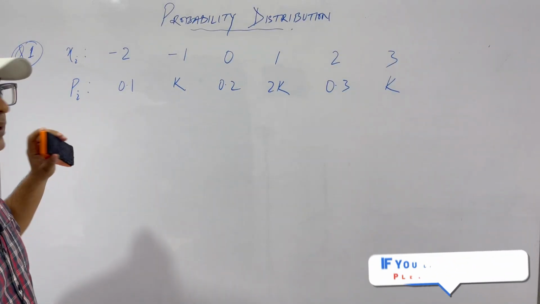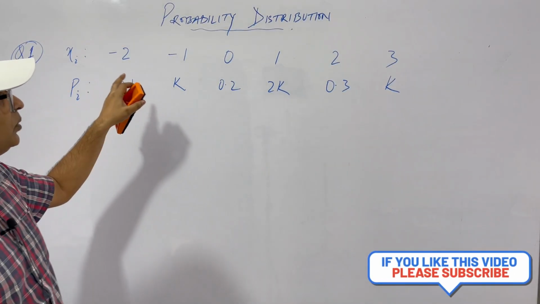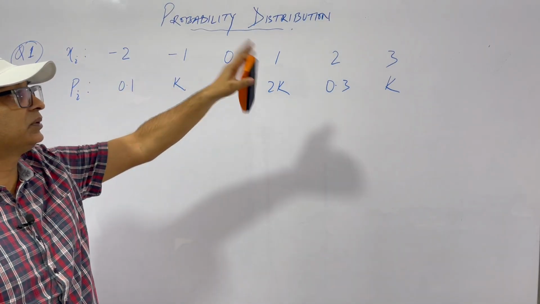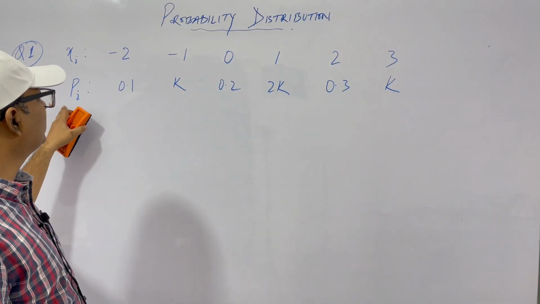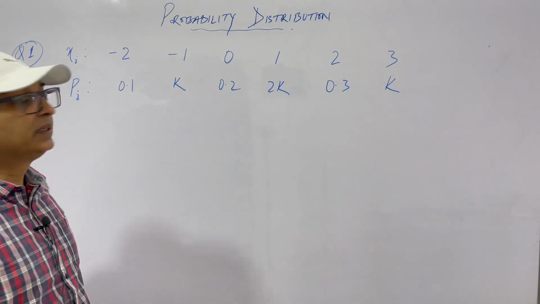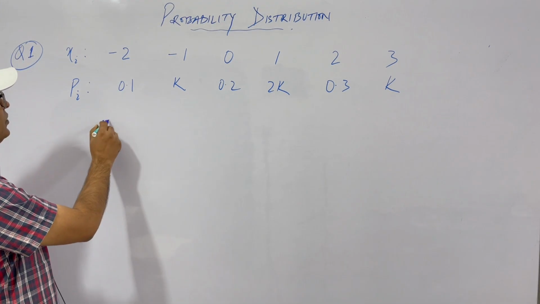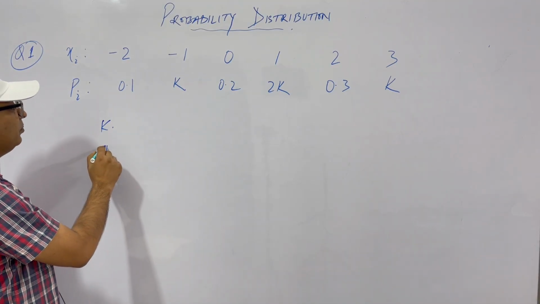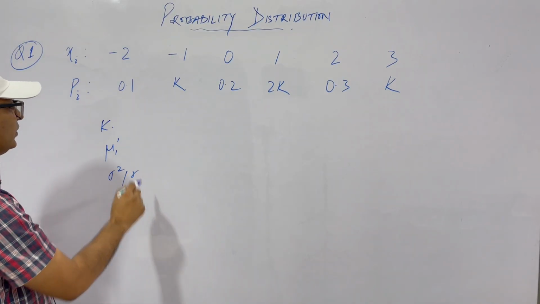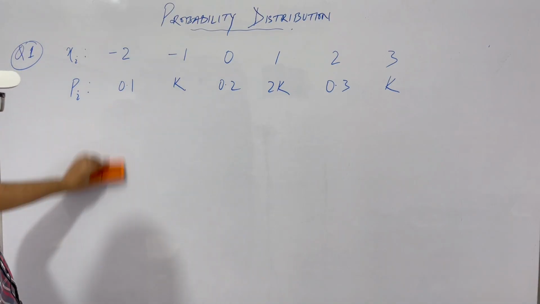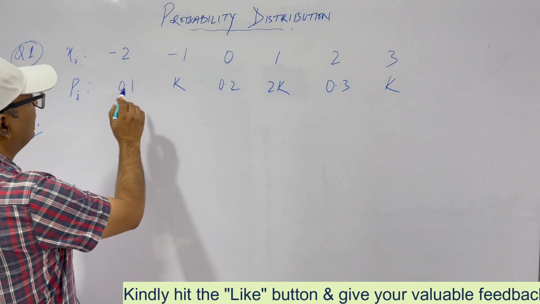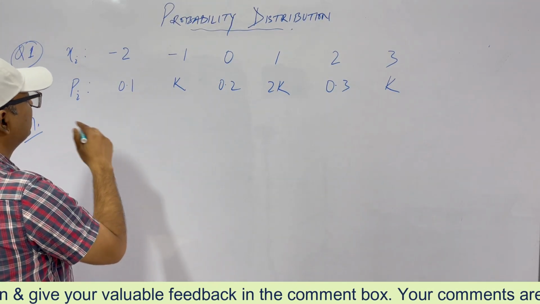Okay, our first question. We are given a discrete probability distribution, xi: minus 2, minus 1, 0, 1, 2, 3. Okay, and the probability associated with these variates is 0.1, k, and so on. What we have to find? We have to find the value of k, we have to find the mean, and we have to find the variance or standard deviation, whatever you say. So how will we do it? Let's see. I have told you just now how to solve this. First of all, we will have to find the value of k.